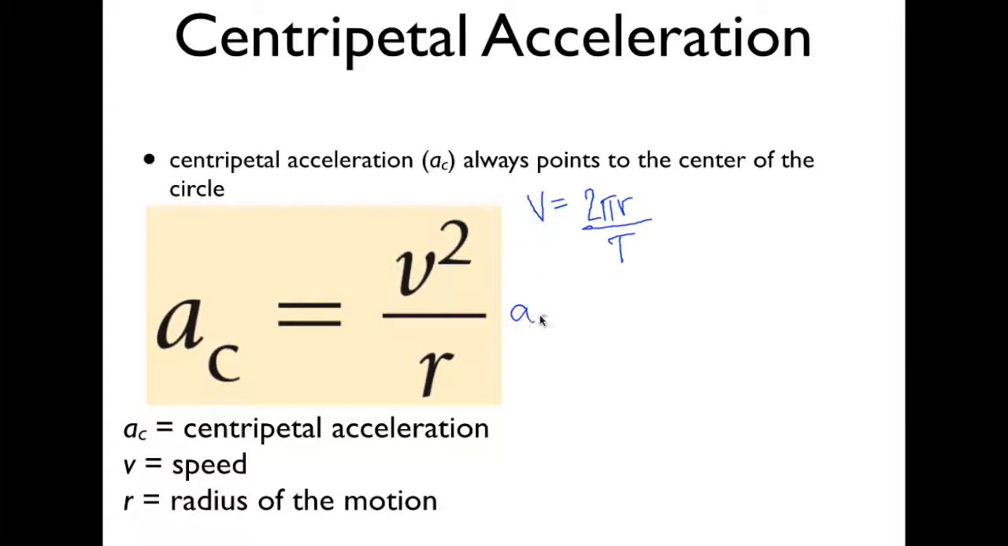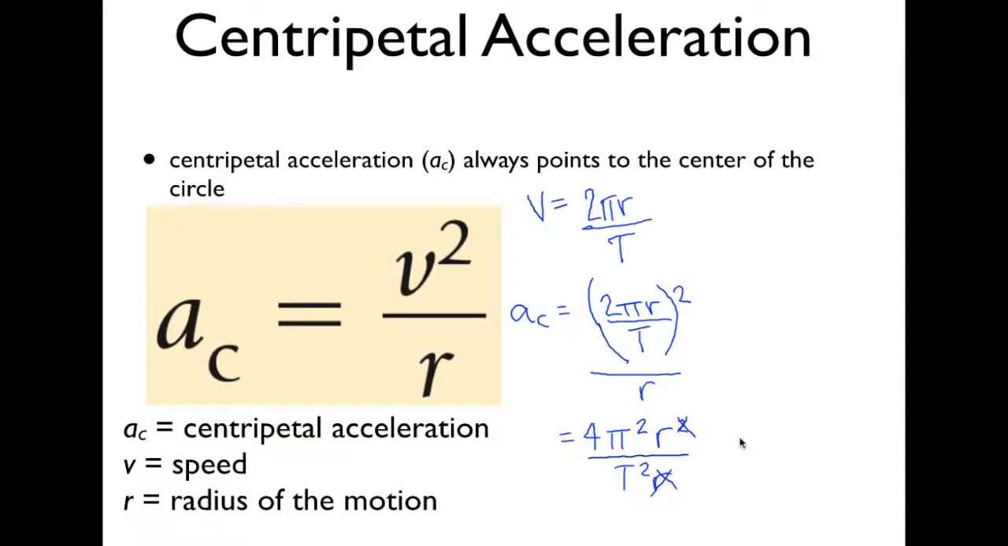And so if you want to put this in your formula, you end up with (2 pi r divided by T) squared over r, which will give you 4 pi squared r squared over T squared times r. Now this r will cross out this squared, and you will end up with this.